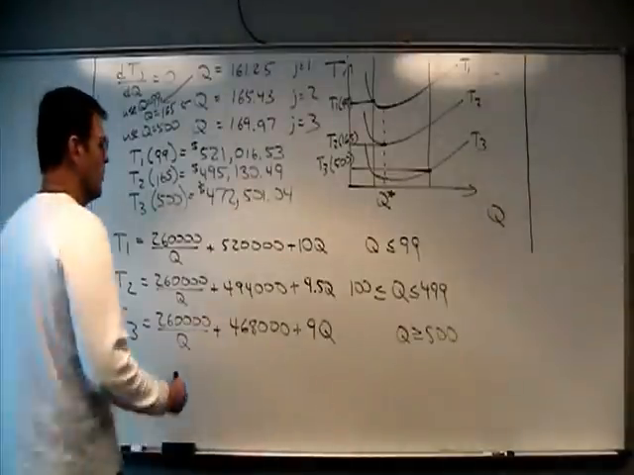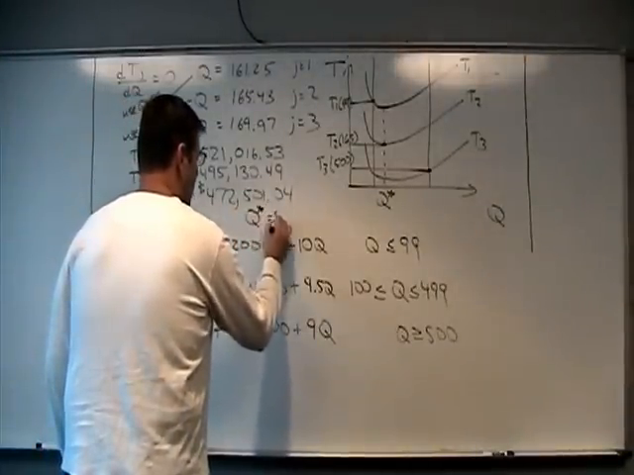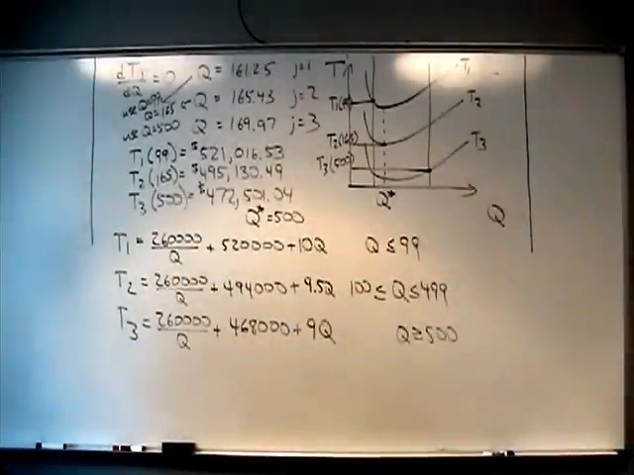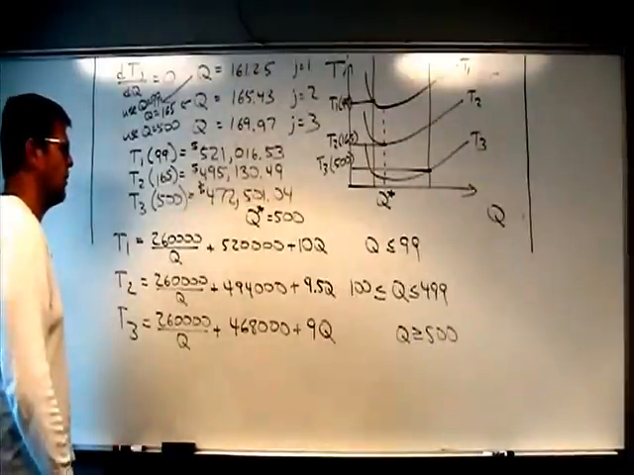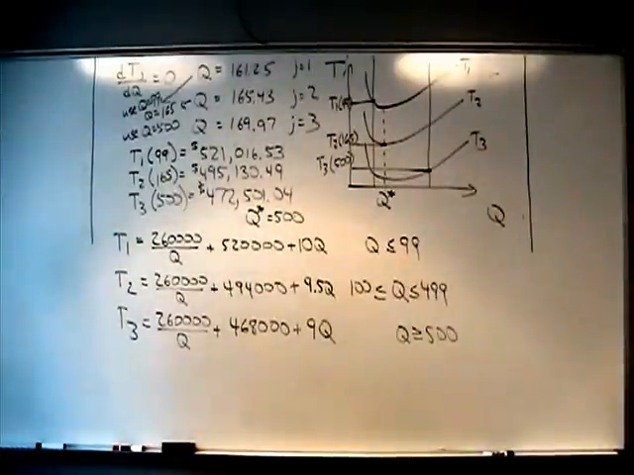So our optimal order size here is going to be 500 at a cost of $90 per disk. And our total annual cost for this ordering policy works out to be a little bit over $470,000.